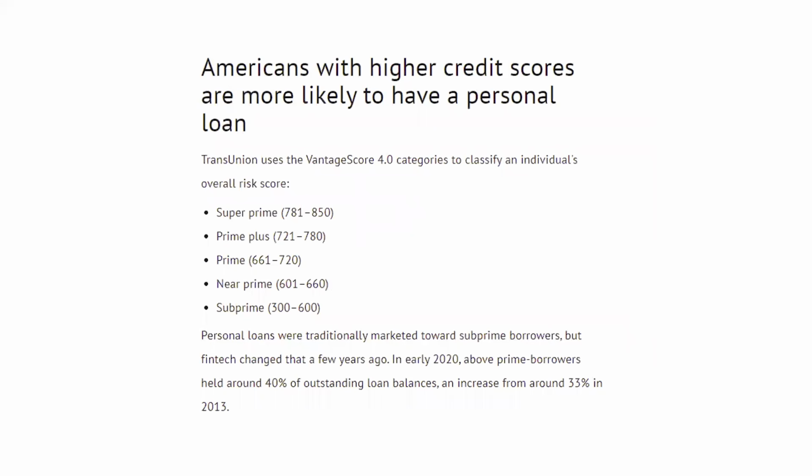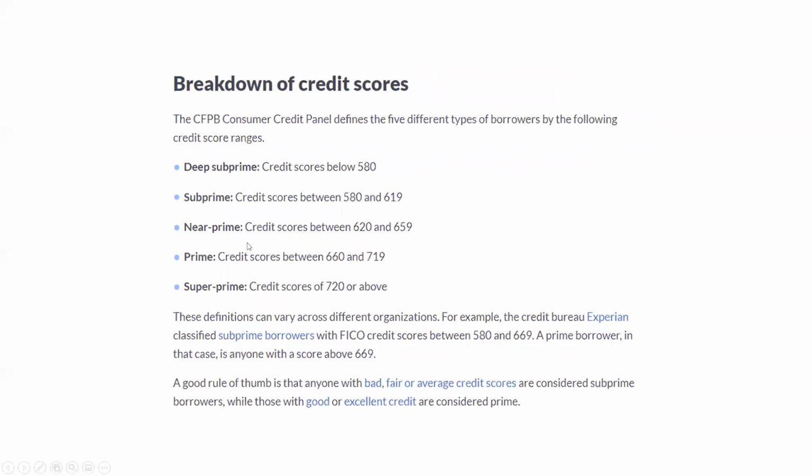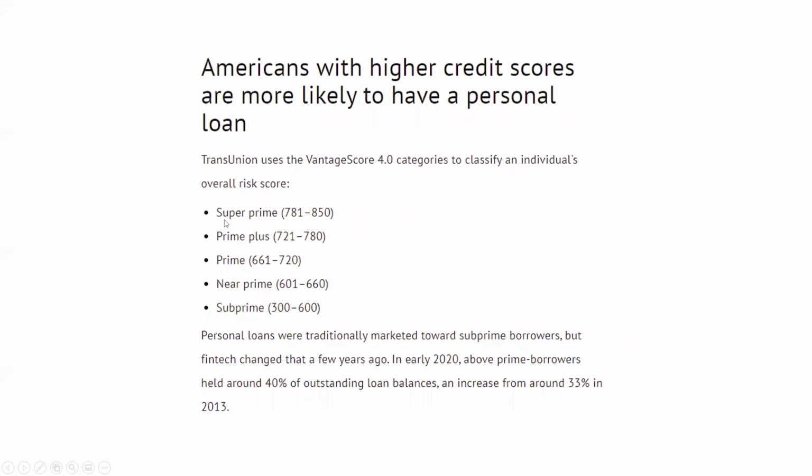Okay, I have also another link which I got from Motley Fool. Basically, this is TransUnion. They use this VantageScore 4, and then they classify each risk into similar categories: subprime, near prime, prime, prime plus, super prime. So it's more or less similar. It's like these 5 categories, and each category has similar scorings.